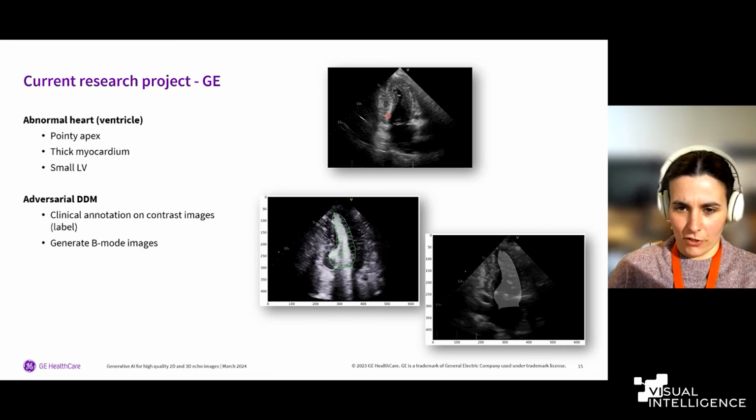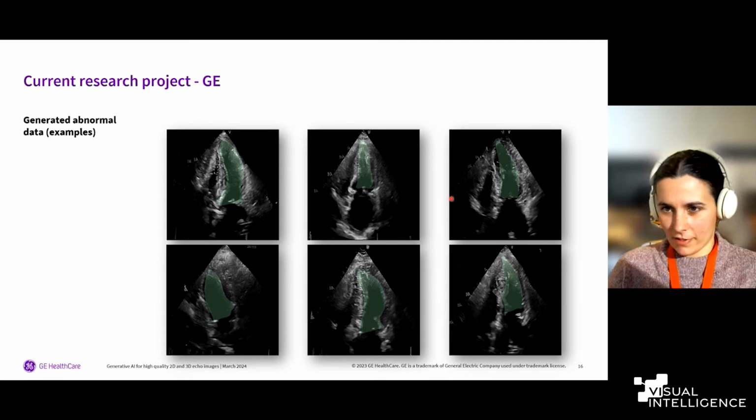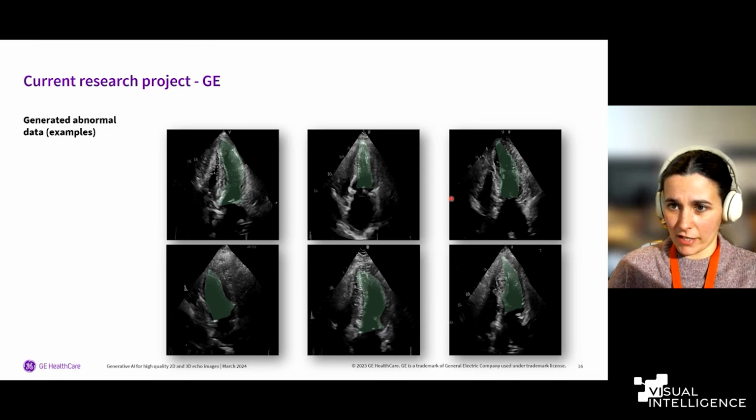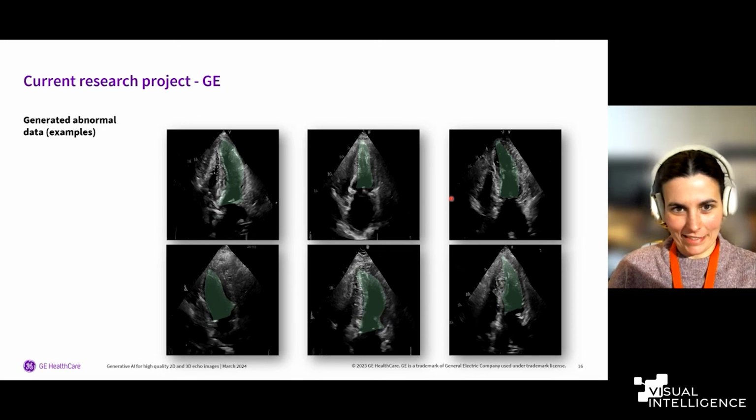So I'm taking the anatomical labels which were drawn by the cardiologists, and I overlap them with the B-modes, and I train a diffusion model to generate synthetic abnormal images which follow these anatomical labels. And you can see that the label for the left ventricle is not what we see in current practice. I don't know how familiar you are with cardiac segmentation, but this is not how a ventricle is supposed to look, to put it mildly.